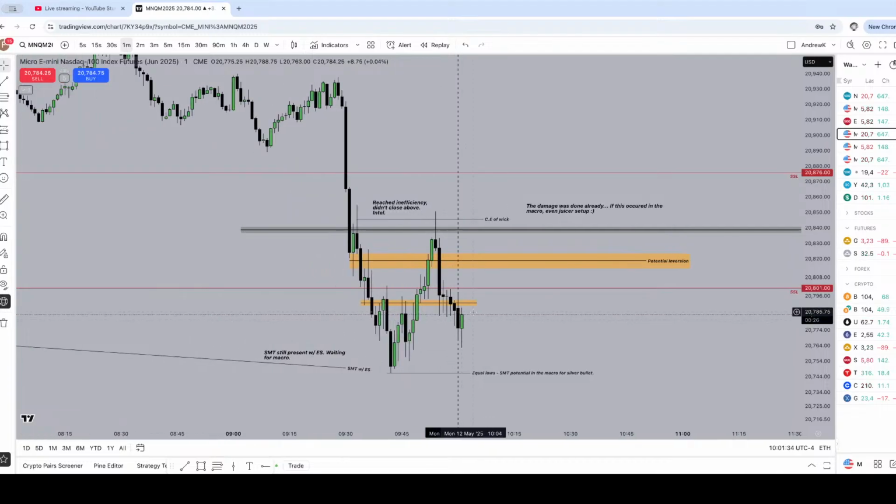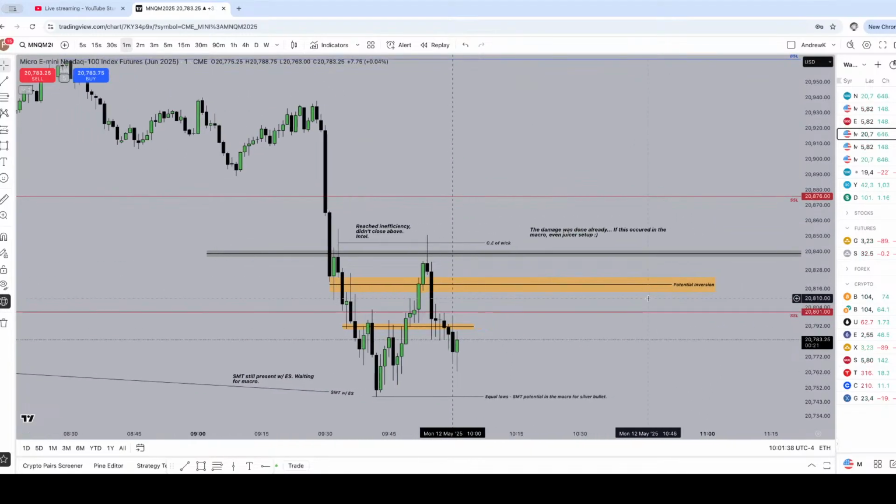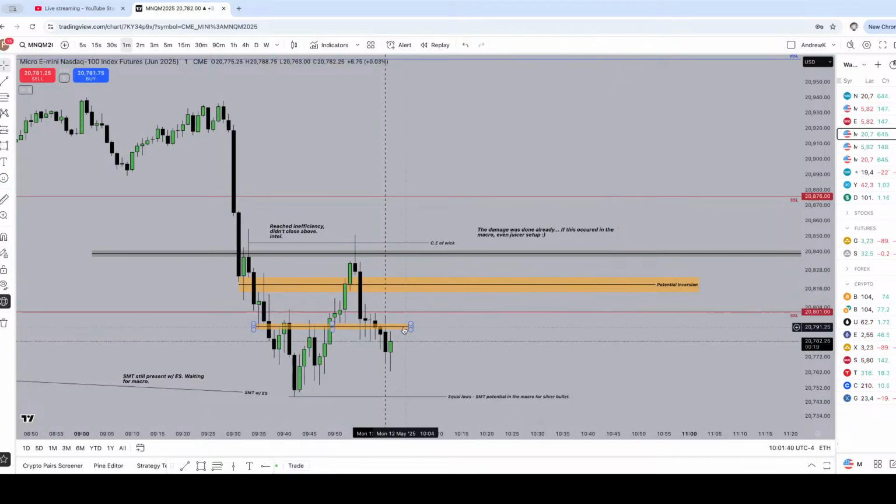This also can become a reclaimed fair value gap, by the way. I'm at inversion, so just hang tight. This becomes a reclaimed SIBI, but can also become a reclaimed inversion.